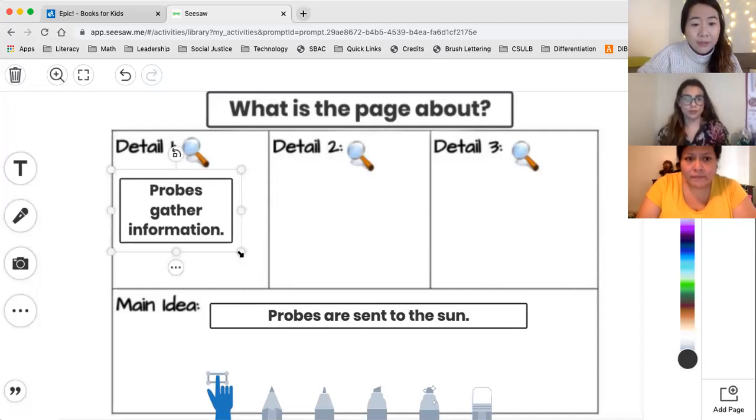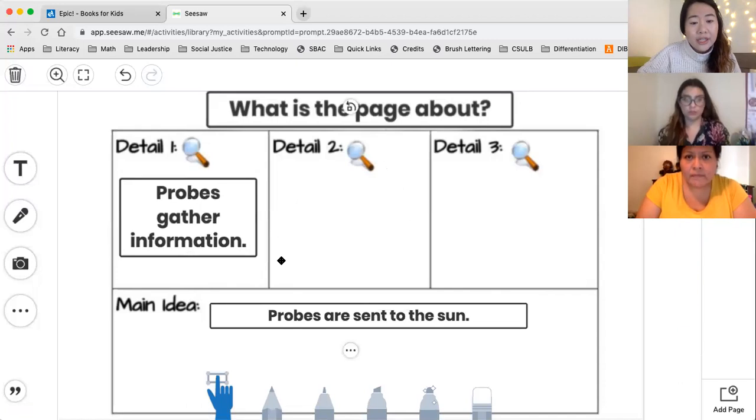And boys and girls, you can be brave spellers. It's okay if you spell something wrong, as long as you're sounding it out. I can understand, all our teachers can understand what you're trying to say.